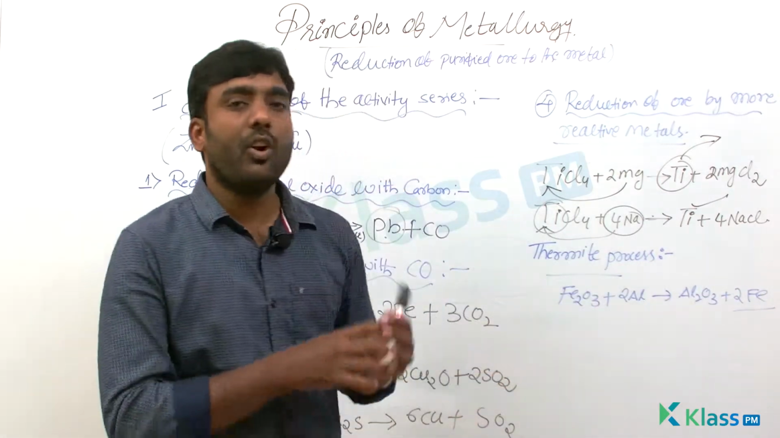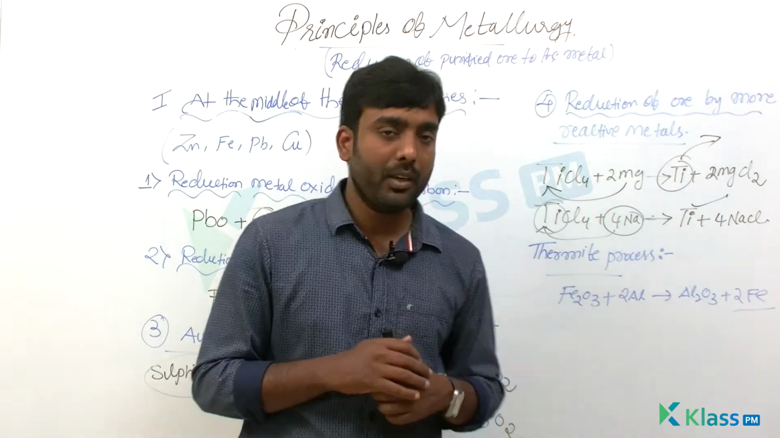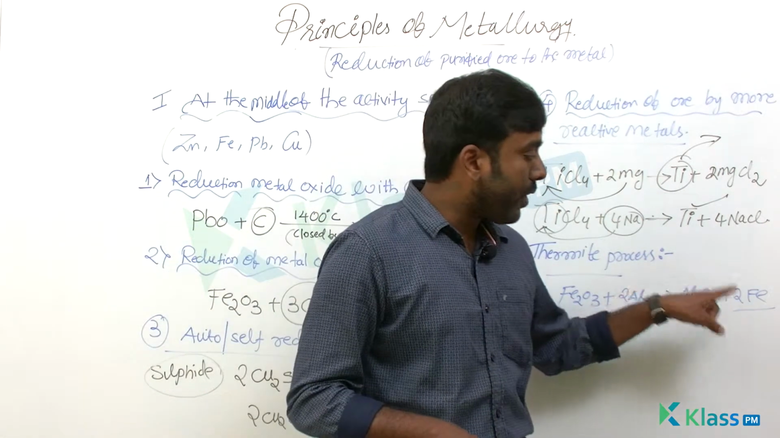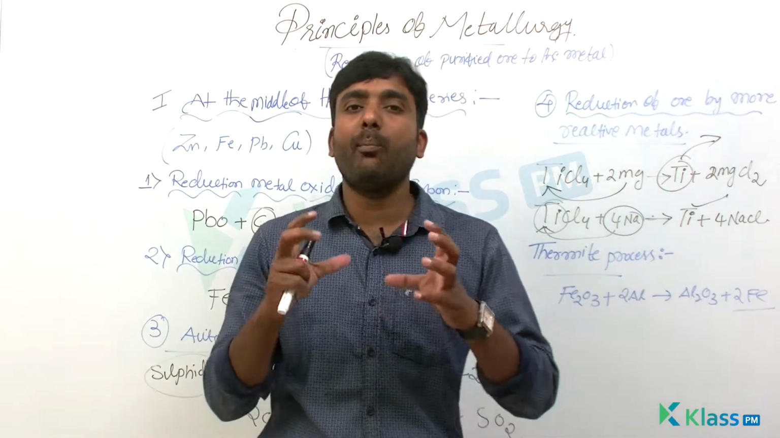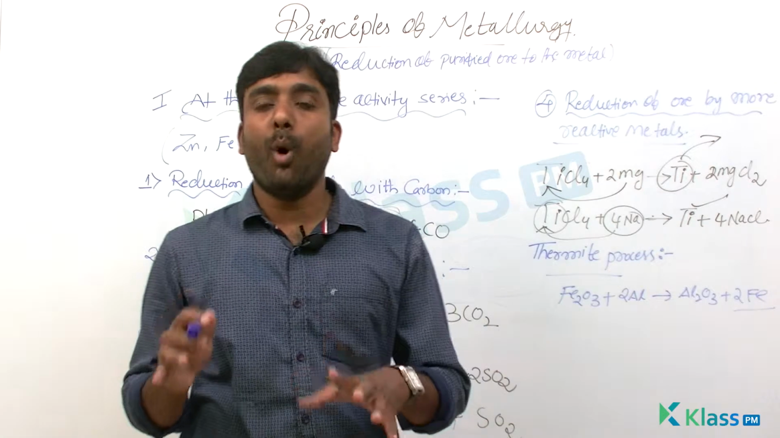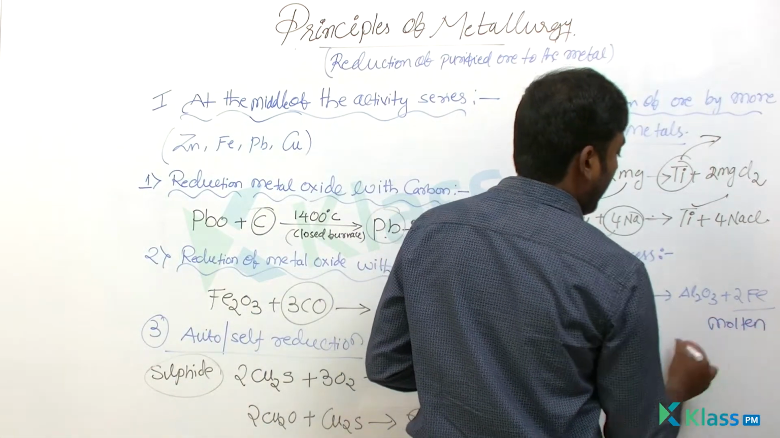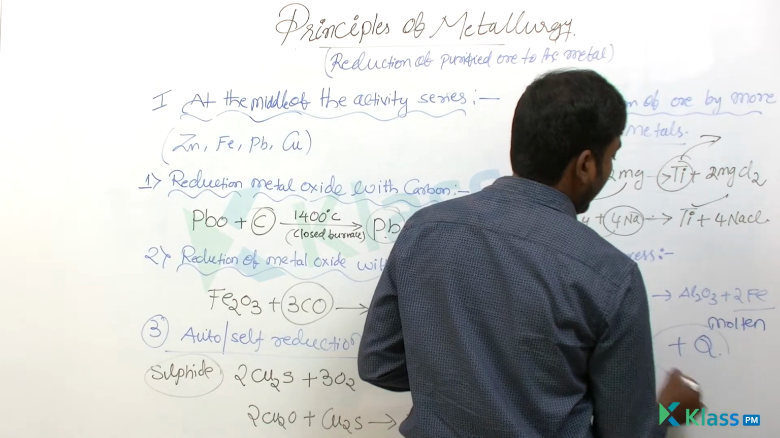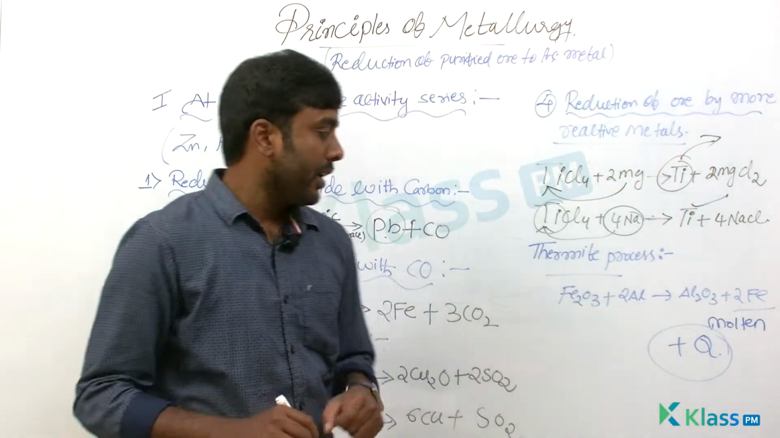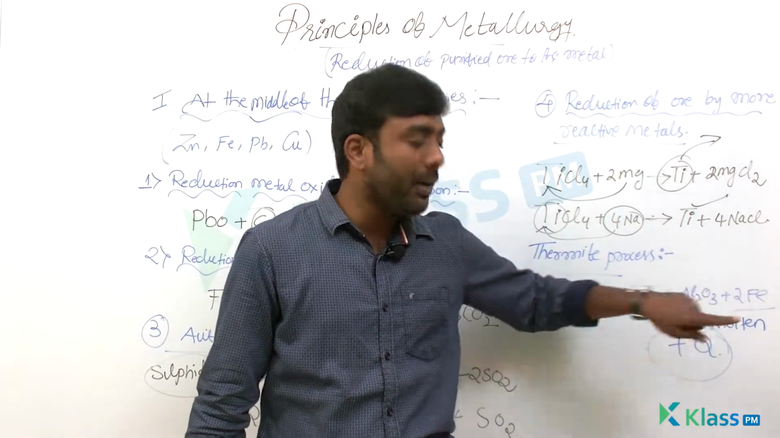In this process a lot of heat is produced, so this is highly exothermic. That's why the iron formed in this reaction is in the molten state. It is in the molten state because a lot of heat is produced; this is highly exothermic. That's why the iron produced in this reaction is in the molten state.